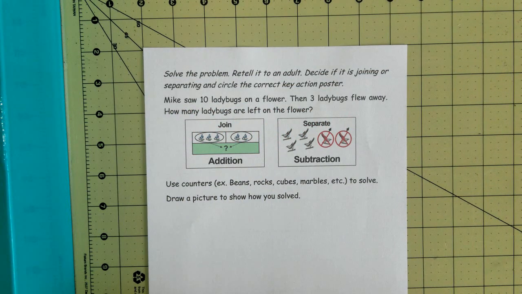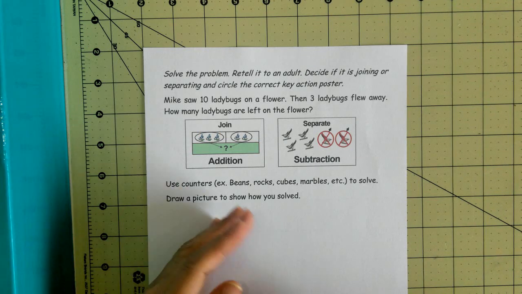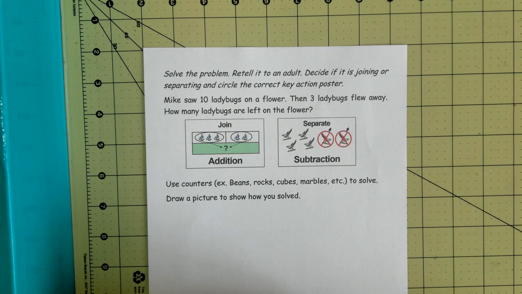Okay, so I'm going to read you today's problem of the day. I want you to close your eyes. I want you to imagine the story and think what's happening at the beginning of the story, the middle of the story. Do we know how it ends? And you're going to retell it to someone there at home. So go ahead and close your eyes. And the problem of the day says, Mike saw 10 ladybugs on a flower. Then 3 ladybugs flew away. How many ladybugs are left on the flower?